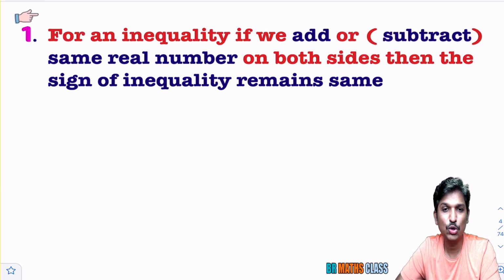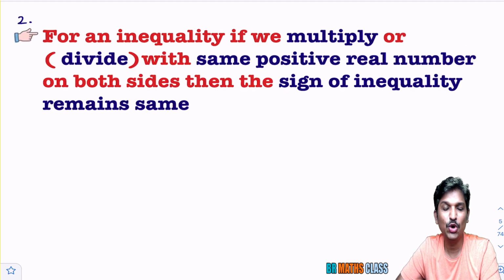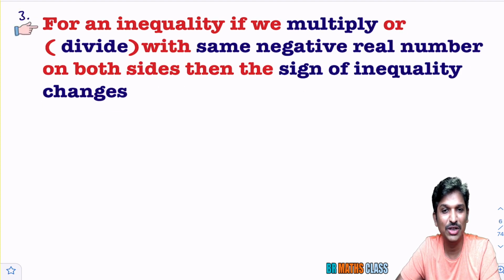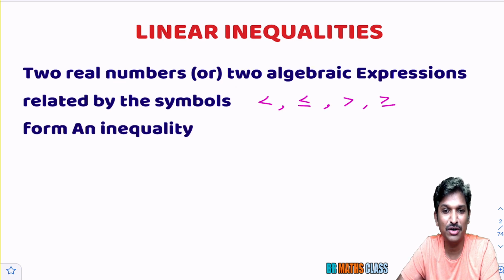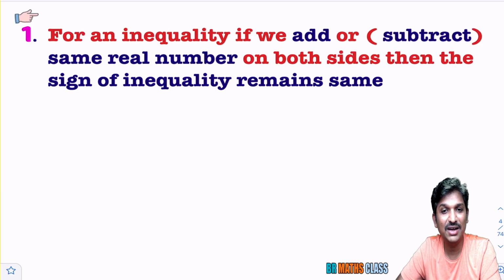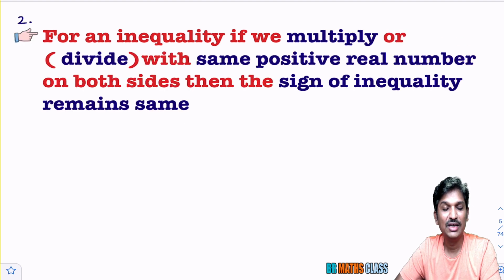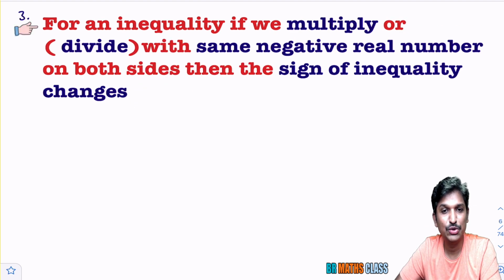In this, a total of 3 rules are there. If you know rule number 1, rule number 2, rule number 3, then you can do the complete linear inequalities chapter. I am not saying just the first exercise, the complete linear inequalities chapter you can do. In this class, I am going to explain those 3 rules.